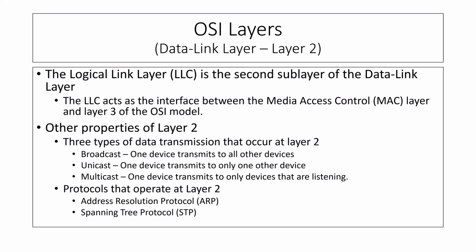Protocols that operate at layer 2 are ARP, the Address Resolution Protocol, and Spanning Tree Protocol, or STP. Again, remember these little three-letter acronyms and what they stand for. You will see those on an exam. The questions are going to be worded, and they're going to ask, where does the LLC live? What layer is ARP at? What layer is STP at? Those are types of questions you're going to get. They're not going to ask where Spanning Tree Protocol is. They're going to ask what layer does STP live at or operate.